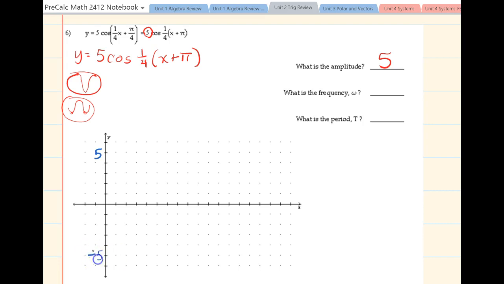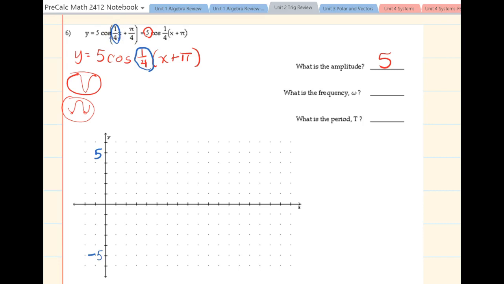And the reason is that we do not have a vertical shift that makes it go up higher or go down lower. So we know that our maximum and our minimums will occur at either y is equal to 5 or at y is equal to -5. The next bit of information we need to find will be our frequency. Notice that our frequency is always whatever's in front of the x.